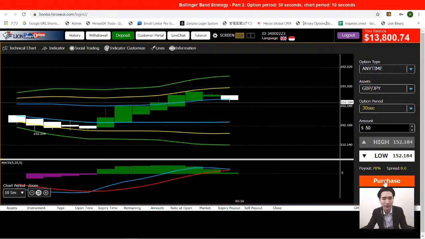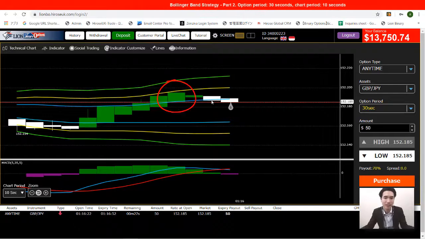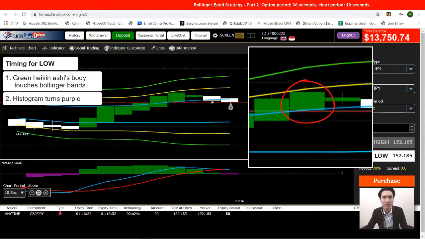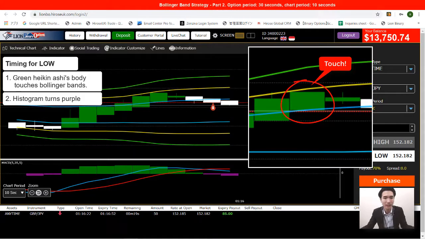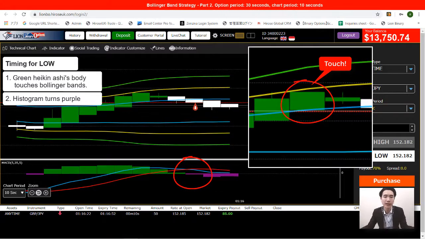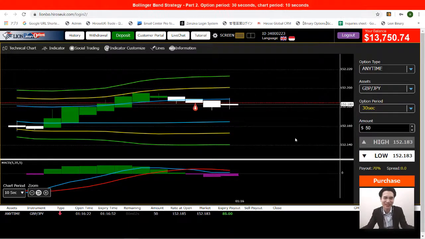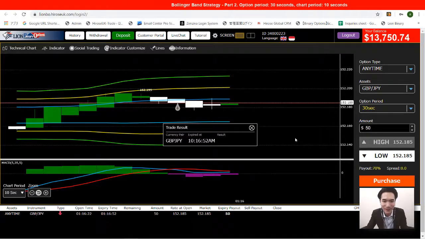So let's take a look at this one here. I placed a low here. Just 3 candlesticks before this green candlestick, the Heikin Ashi touched the yellow line, the Bollinger Band, and if I move on to the MACD, the histogram turns purple at this one here. So two bearish indications, that's why I opened a low position here. Well, it's going against me, it's really close. Okay, it's ending in a draw, so it's okay.